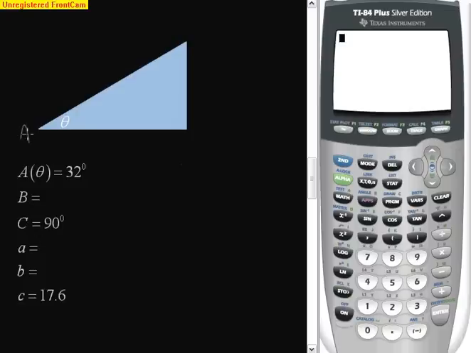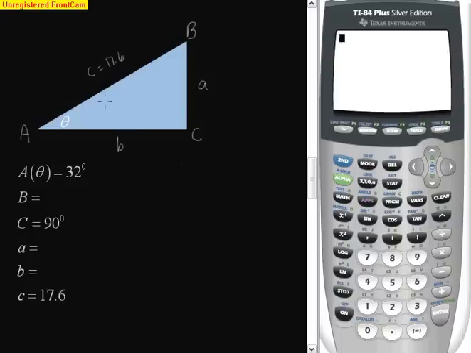So I know that this is angle A. Opposite that side is little a. The right angle is always big C, and opposite that, or the hypotenuse, is little c. And then up here would be angle B, which makes this side little b. So filling in the information, I know that little c is 17.6.